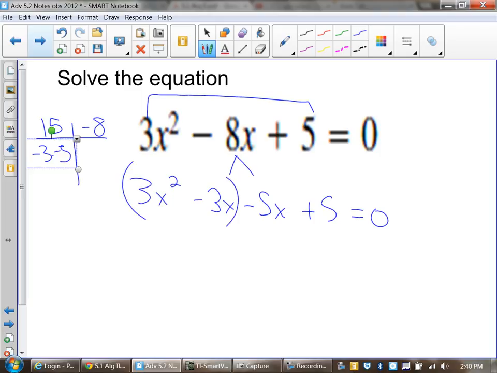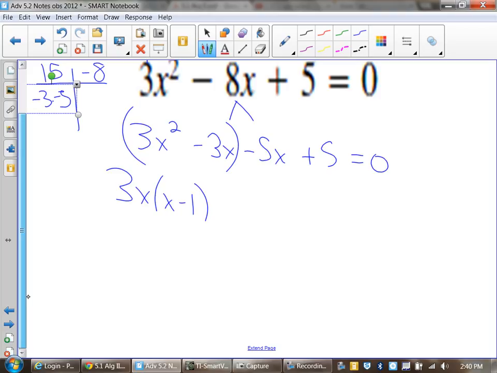Now, what's the greatest common factor of 3x squared and 3x? 3x. If I factor out a 3x, I'm left with x minus 1. Now, what I want to do is create that second term to have the exact same chunk in parentheses. What's 5 divided by negative 5? Negative 1. So if I factor out a negative 5, I'm left with x minus 1. Do you agree? Is that the same thing in both parts in parentheses, x minus 1?